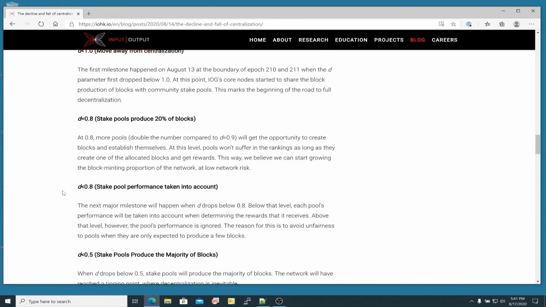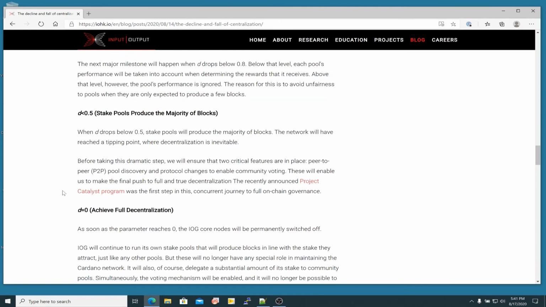So we can drop back down here to where we were. And so it says, of course, we need to have some sort of tool for governance, and we need to have this peer-to-peer pool discovery working. These will enable us to make the final push to full and true decentralization. The recently announced Project Catalyst program was the first step in this concurrent journey to full on-chain governance. So they have this Project Catalyst program where I think they're looking to fund people to work on some projects to expand some of these options and some of these needed tools for the blockchain.